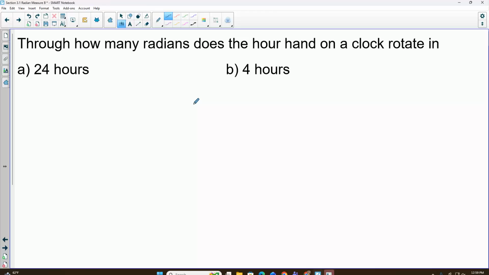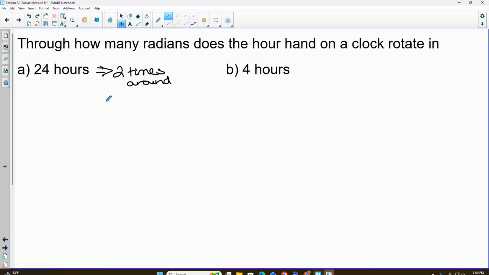So we have to think a little bit. I'm asking for radians, so not a degree measure, a radian measure, so like with our pies. But I asked about the hour hand on a clock. So think about the hour hand. In 24 hours, how far does the hour hand move on our clock? 2 times around. Can we agree? Now, the minute hand would be different, right? So it does depend on which hand I'm talking about. So 24 hours is 2 times around the circle.